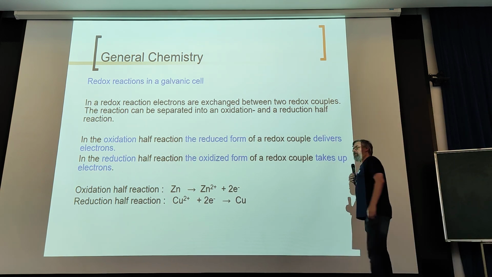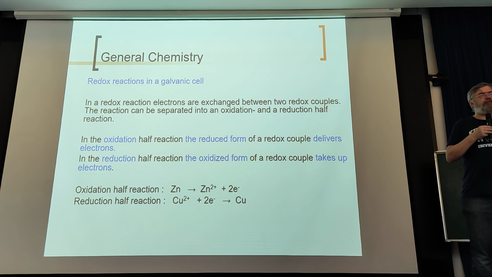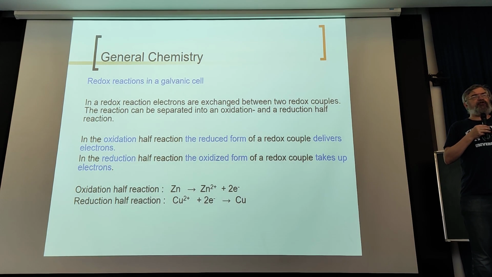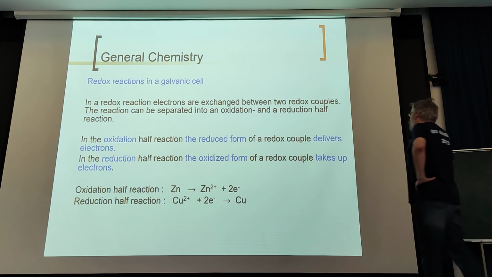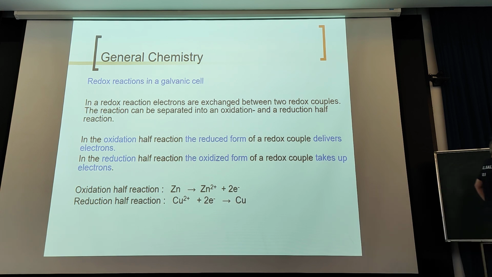So in the oxidation half reaction, that means we actually go up in oxidation states, and that means your species is going to lose electrons. And by losing its electrons, it actually increases the oxidation state. That means the reduced form is delivering electrons, and it goes into an oxidized form. Then in the reduction half reaction, the opposite happens. The oxidized form of a redox couple takes up electrons, and it actually lowers its oxidation state in the process.